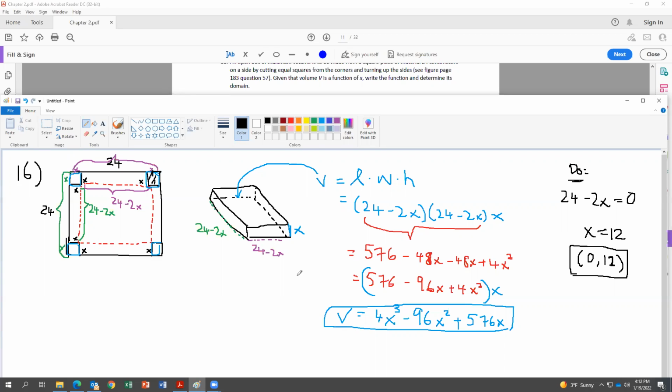You cannot take 12, because the whole thing is 24. If you take 12 on one side and 12 on the other side, you don't have any paper left. So it has to be less than 12. That's why we use parentheses here. So it can be 11.9 or 11.8. Then your open box is going to be really small if you take a big chunk of the square. Okay, so your domain in this case is going to be 0 to 12 for this question 16.